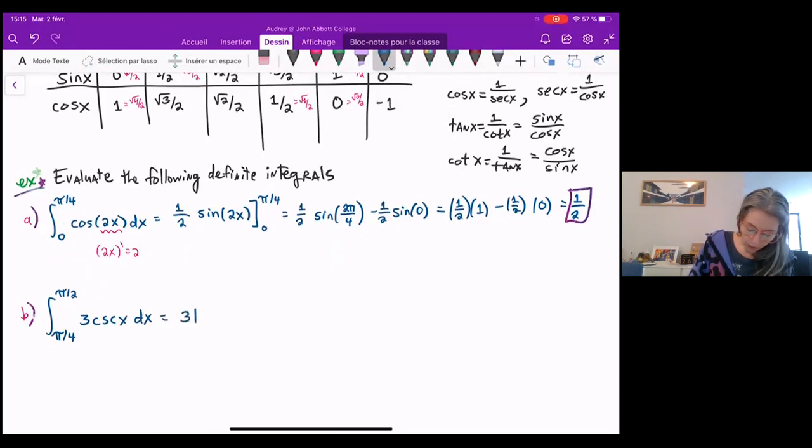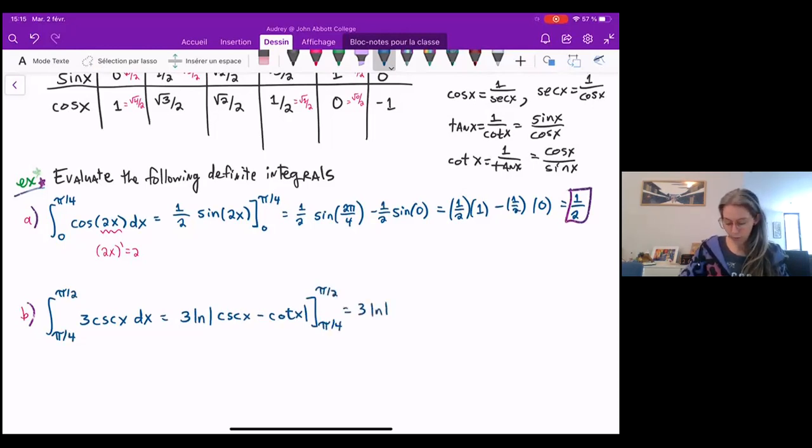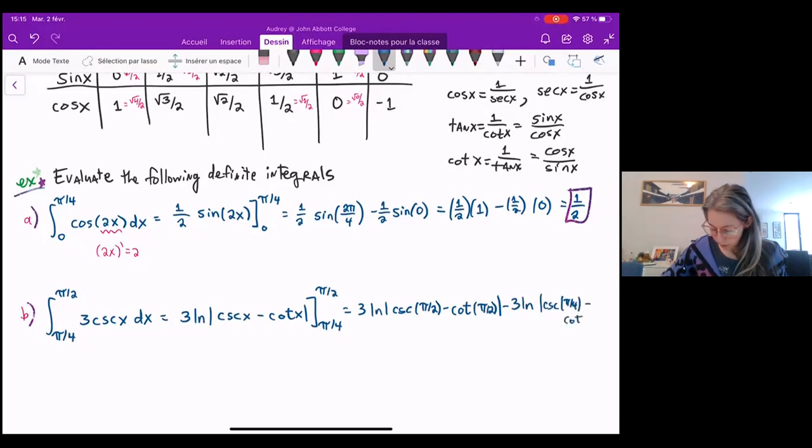So this is going to be 3 natural log of cosecant x minus cotangent x between pi over 4 and pi over 2. So when I plug in, I get 3 ln of cosecant of pi over 2 minus cotangent of pi over 2 minus 3 natural log of cosecant of pi over 4 minus cotangent of pi over 4. Okay, so now I just need to know what is cosecant and cotangent of pi over 4 and pi over 2. So I'm going to go and plug these in on the side.